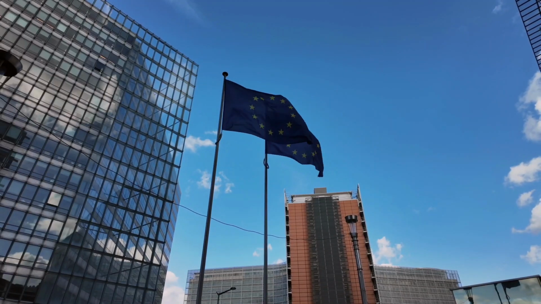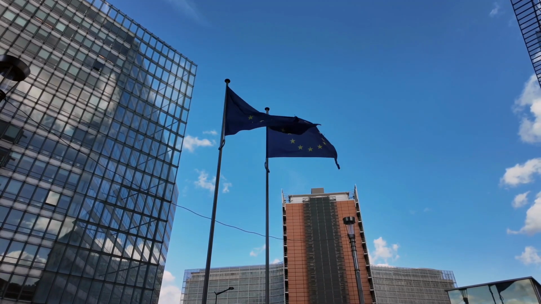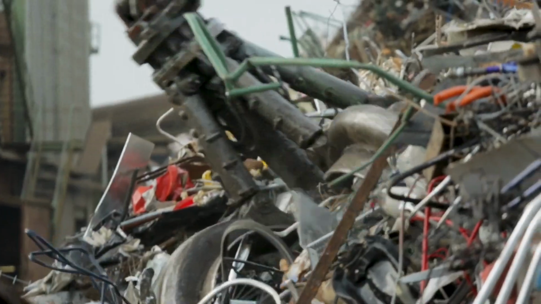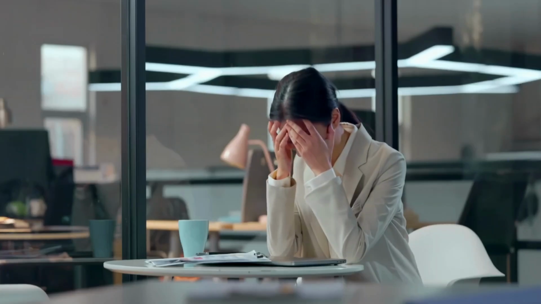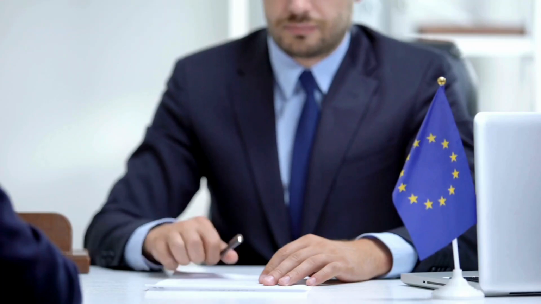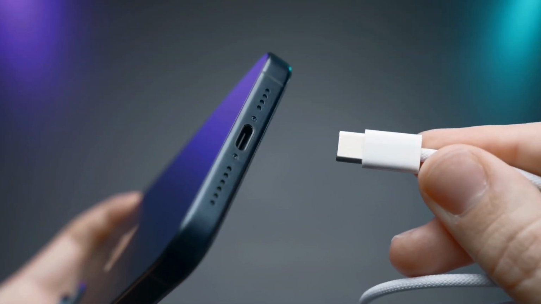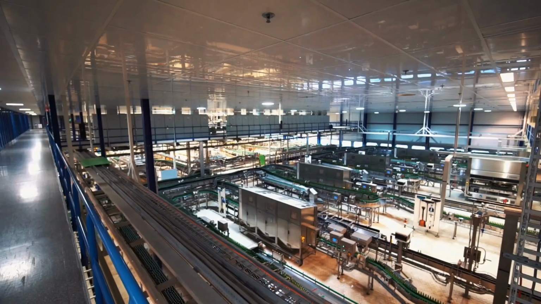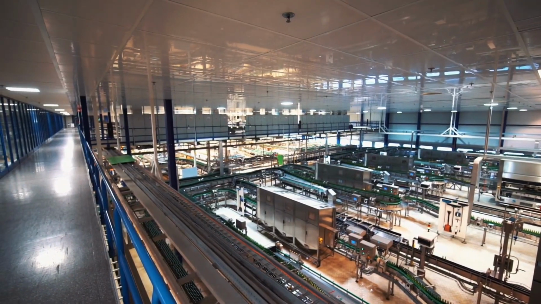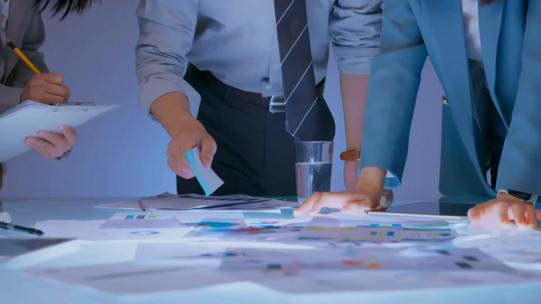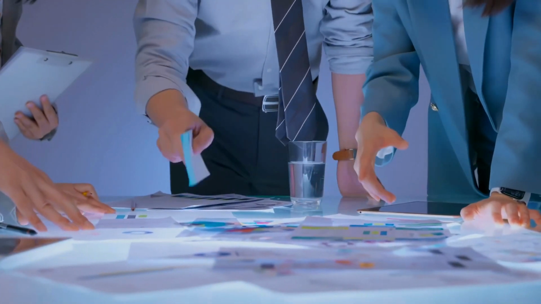Now the turning point. Governments stepped in, especially the European Union. Their argument was simple: too much electronic waste, too many chargers, too much consumer frustration. So they passed laws requiring a common charging standard, USB-C for phones, tablets, and small devices. Manufacturers had a choice: adapt or lose access to major markets. That's why even the biggest companies eventually gave in.